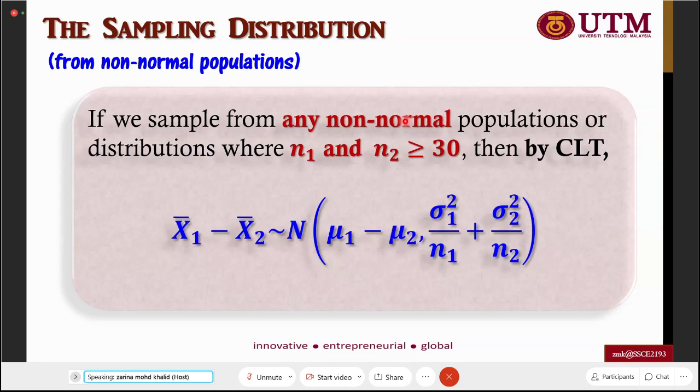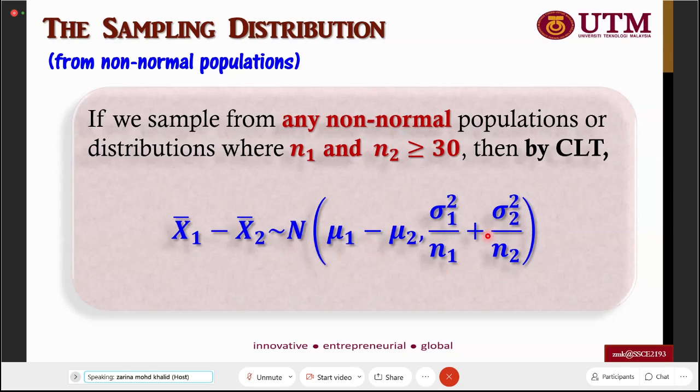But as long as you have a large sample size for each sample, then the difference between two sample means will be approximately normal. And the mean for the difference will be the difference between the population means, and the variance of the difference of sample means will be the sum of variances.